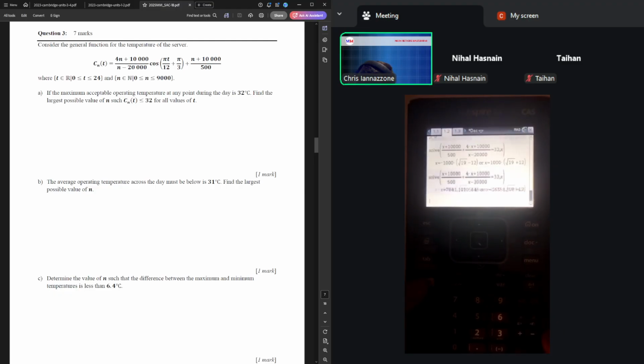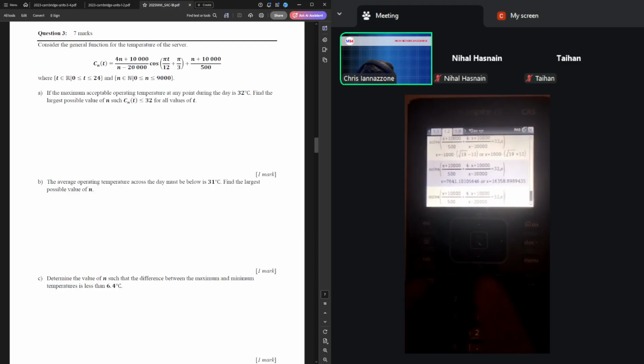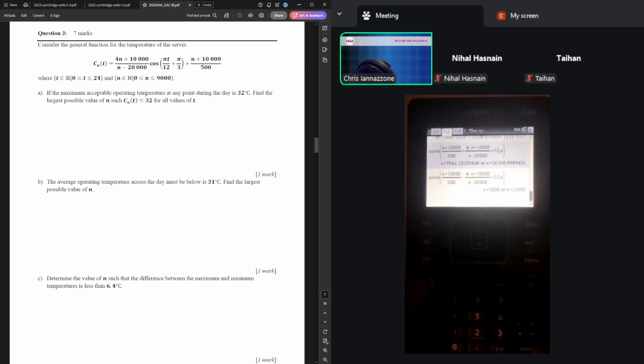Well, it's going to give us those numbers. n is either 7,600-ish or 1,600-ish. So that's cool. Then we've got vertical minus this one for the breakpoint of 32. That's going to give us much neater numbers of 5,000 or 23,000. Those are our n values that are valid for that.